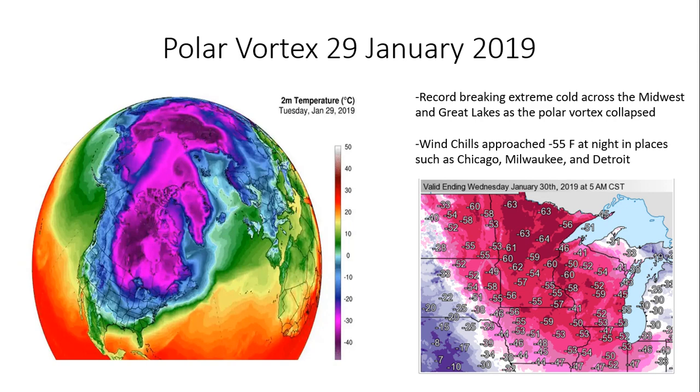Now, we did have another major polar vortex disruption in late January of 2019. The graphic on the left shows 2-meter temperature anomalies in degrees Celsius for January 29, 2019. And you see those purple shadings, extremely frigid air. And look at how it goes all the way up to the North Pole. This connection from the North Pole all the way down into the upper Midwest of the United States.